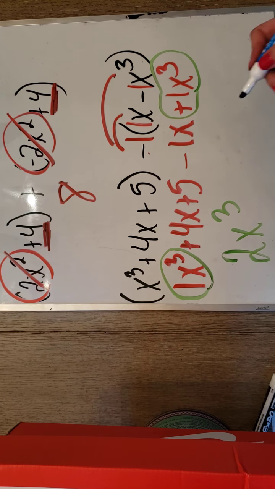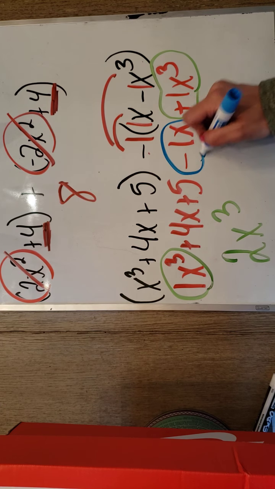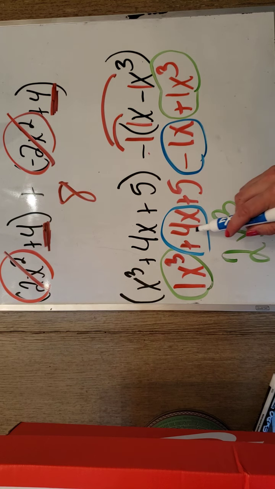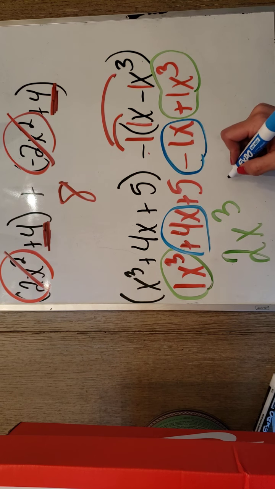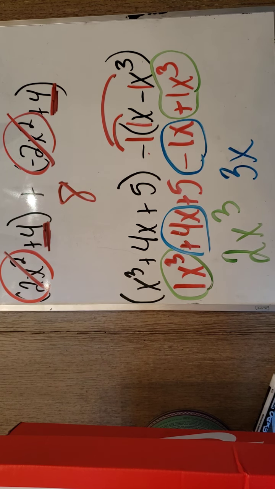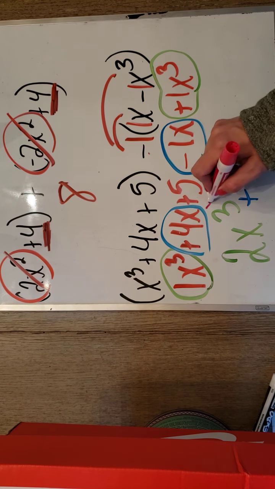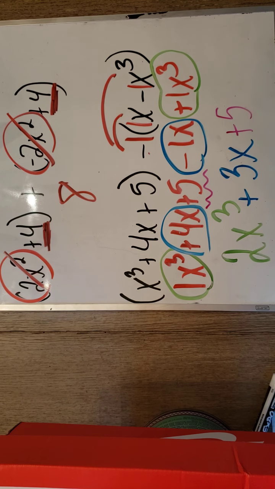Next up, your next highest exponent, negative 1x. Anything go with that? Positive 4. What's 4 minus 1? 3. Did I write that correctly? No, because I need a sign, in which case it's positive. And then I have a constant with no friends. So we don't want him to be lonely. Drop him down.